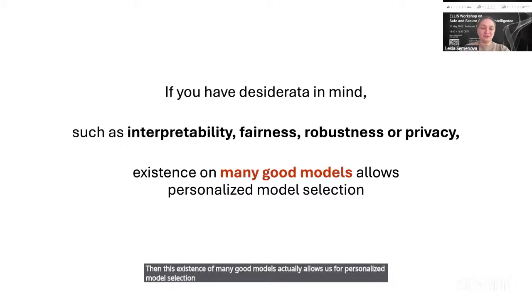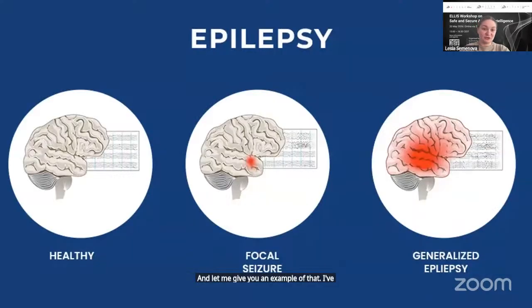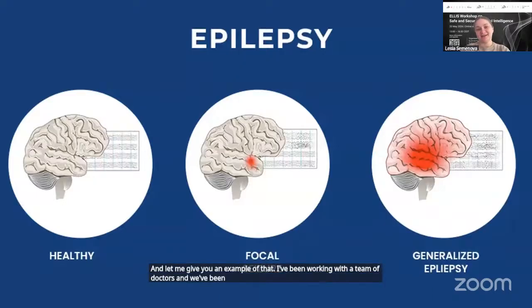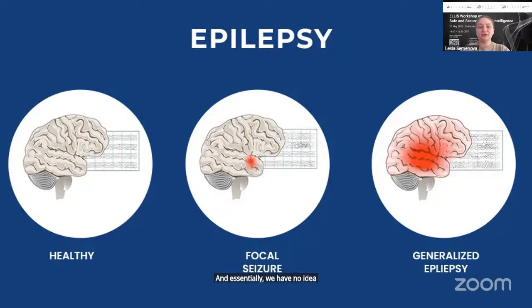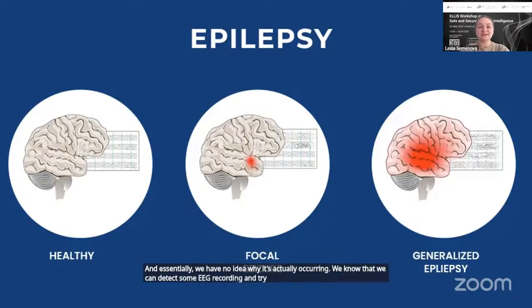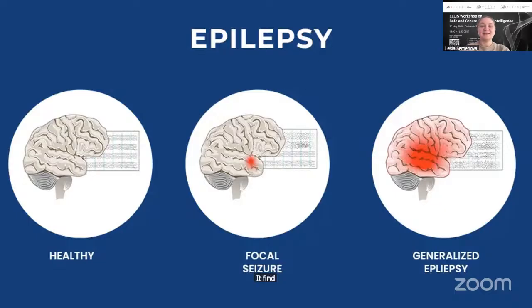And let me give you an example of that. I've been working with a team of doctors, and we've been trying to study epilepsy. It occurs in around 50 million people worldwide. And essentially, we have no idea why it's actually occurring. We know that we can detect some EEG recordings and try to detect spikes. And still, studying where the spike occurs, how to acknowledge it, how to try to find proof for that is very important, especially for people who are having seizures.